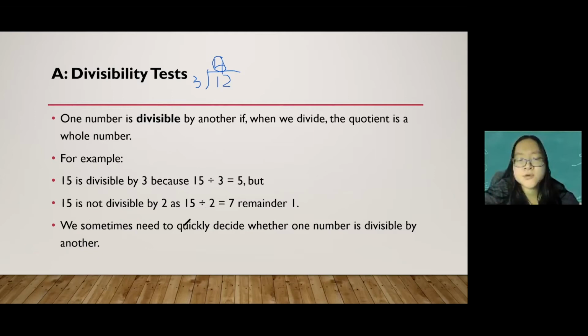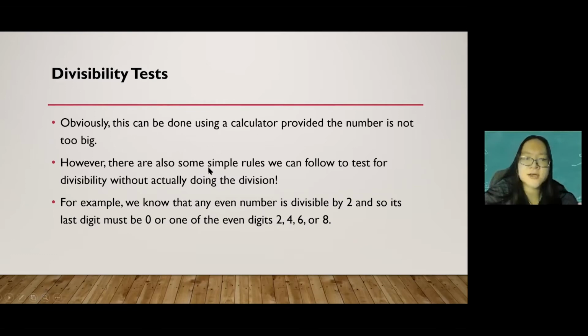We sometimes need to quickly decide whether one number is divisible by another. We don't want to have to actually do the division every time, especially when we're taking a really big number and dividing it. So we have divisibility tests for that. Obviously, this can be done using a calculator provided the number is not too big. However, there are also some simple rules you can follow to test for divisibility without actually doing the division.